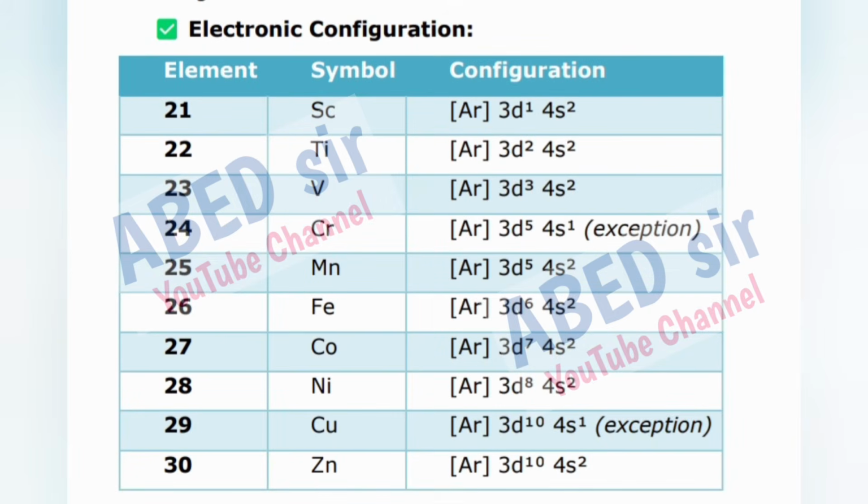Electronic configuration. Element, symbol, configuration. 21 Sc: [Ar] 3d¹ 4s². 22 Ti: [Ar] 3d² 4s². 23 V: [Ar] 3d³ 4s². 24 Cr: [Ar] 3d⁵ 4s¹, exception. 25 Mn: [Ar] 3d⁵ 4s².